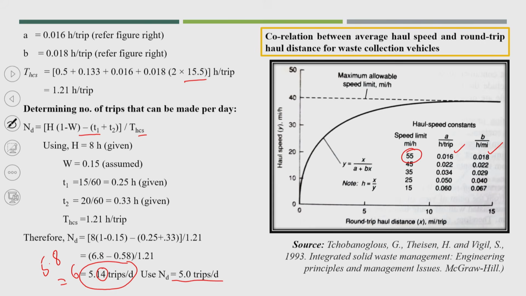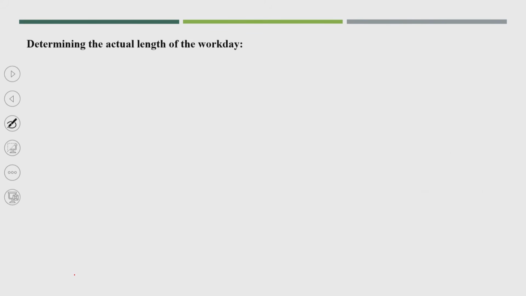So, here it is just 5.14. So, we are assuming 5 trips per day. Now, because the trips have been reduced, theoretically we found 5.14, but we assume the numerical value 5. So, we will again determine the actual length of work day, because that 8 hour work day will not be possible. So, how much time will remain?